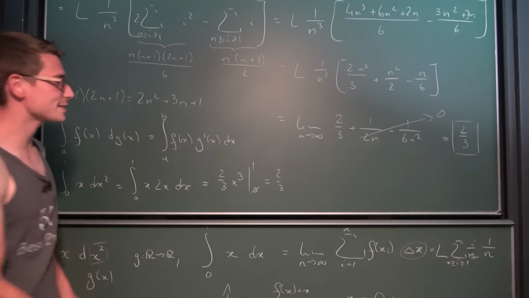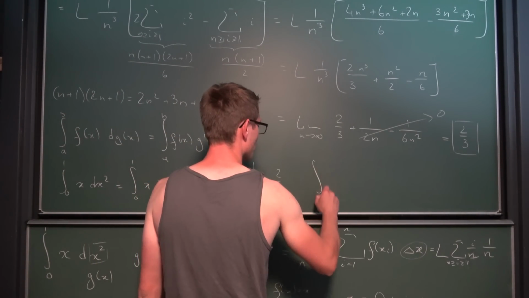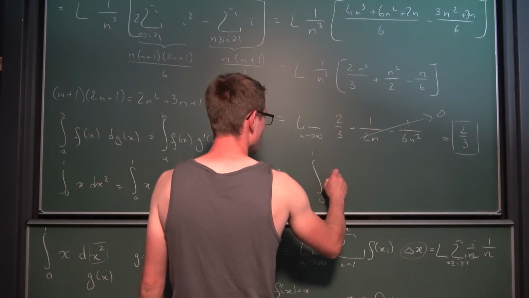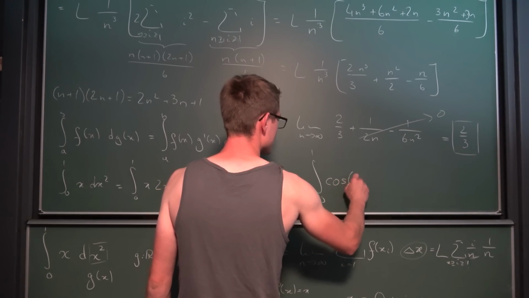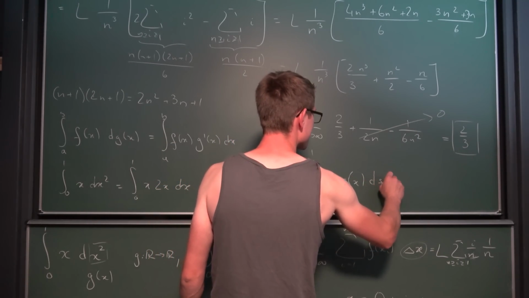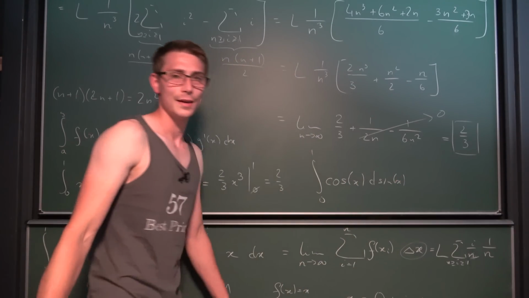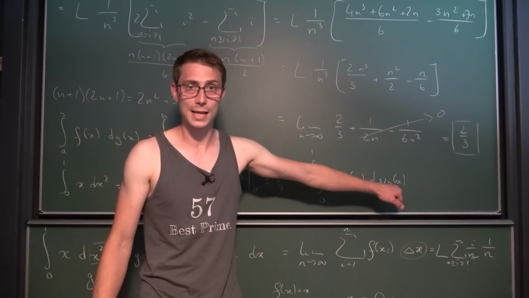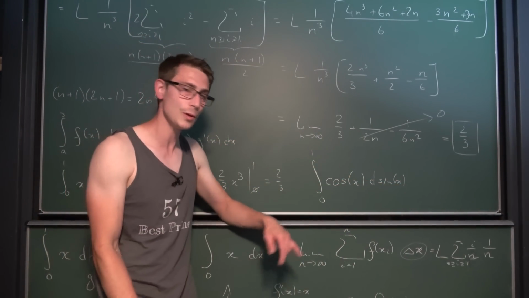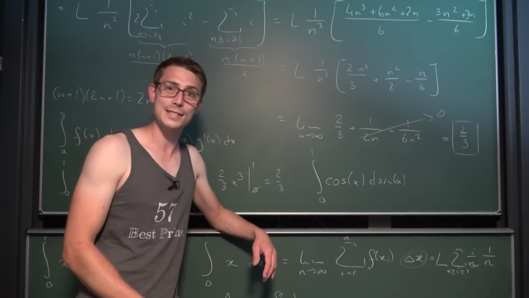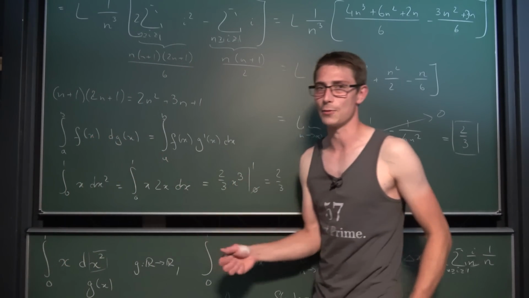And I leave it as an exercise to the viewer to figure out what the integral from 0 to 1 of, let's say, just cosine of x d sine of x is. Figure out at first if sine of x is continuously differentiable on said interval, and then see if you can use our little trick that we have right here.